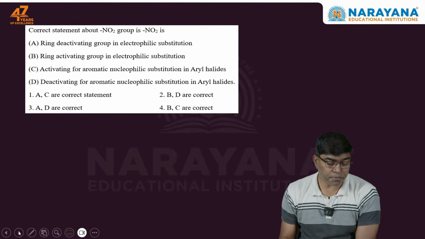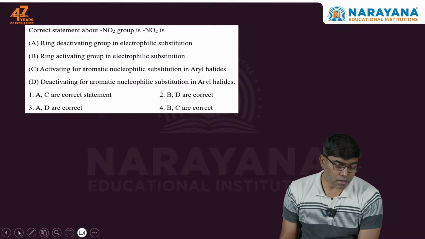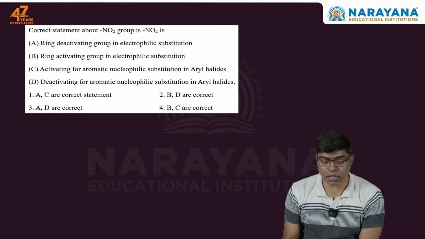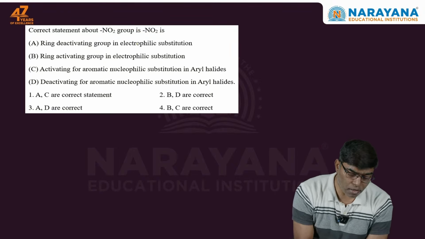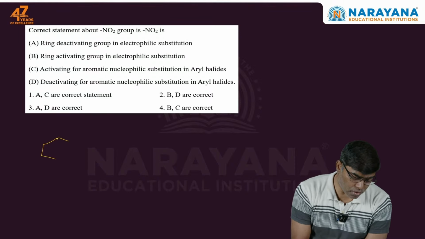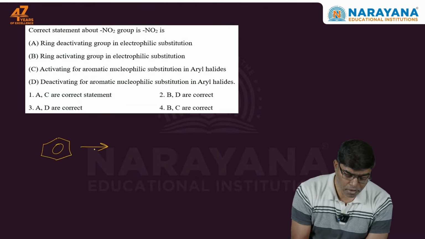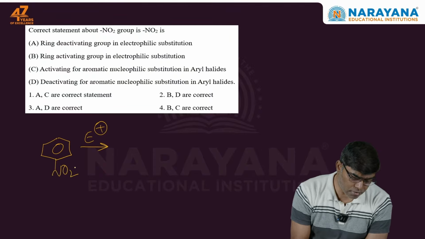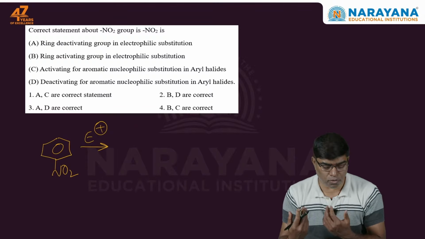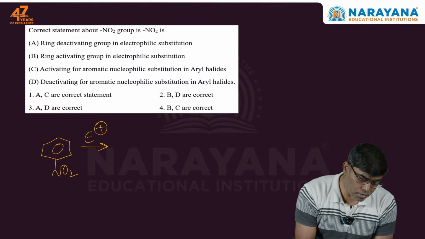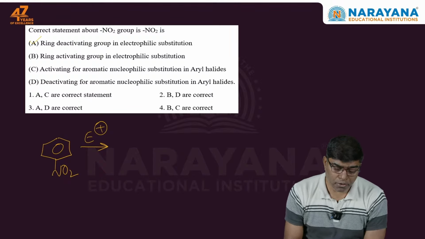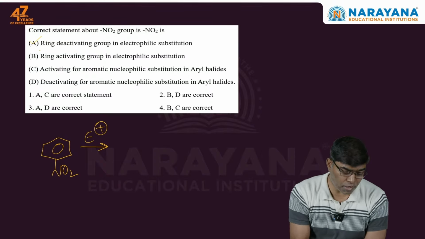Let's take the next question. This is from organic chemistry, and here the question says the correct statement about the NO2 group is. So NO2 is, first option, ring deactivating in electrophilic substitution. I think it's a very basic question. When benzene is undergoing electrophilic substitution reactions, the ring must be electron rich, and NO2 if present will deactivate the ring by withdrawing the electrons towards itself. Therefore, A is definitely a right statement. Now, statement B, ring activating in electrophilic substitution, is just the opposite of A, so this has to be wrong.